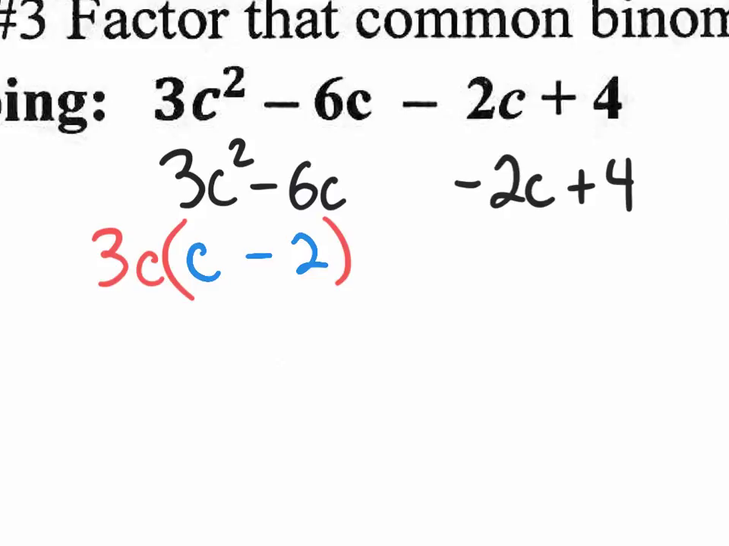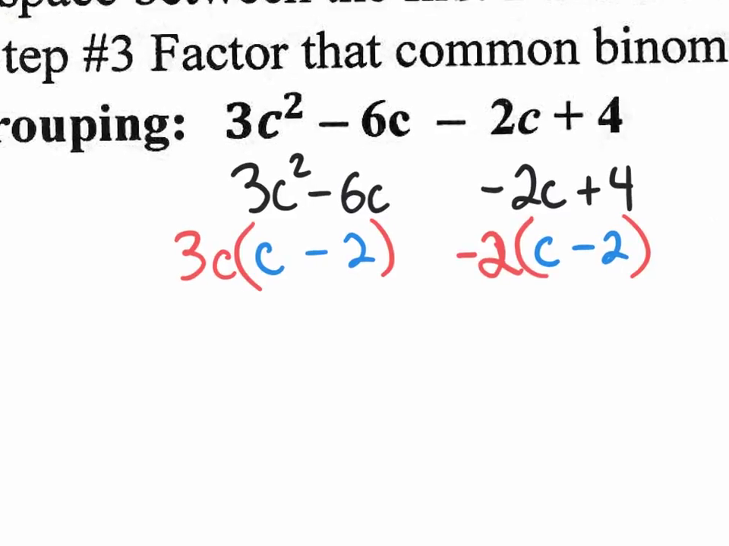Now let's factor something out of the second group. What could I pull out of the second group? Okay, you could pull out a 2, but notice if I pull out a 2, what will I have left on the inside? I'll have a negative C, right? But I don't want a negative C, I want a positive C. So let's pull out a negative 2 better. That way on the inside I'll have a positive C and also a negative 2 over here. That way we end up with the same identical binomial in the first group and in the second group.